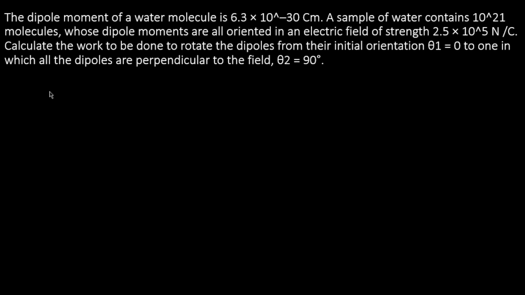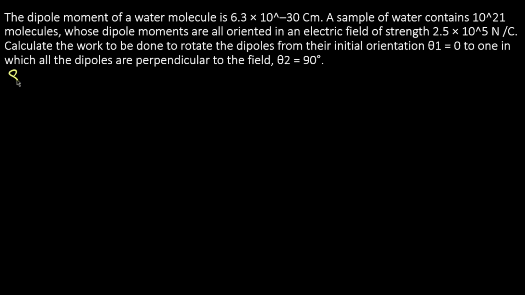The dipole moment of a water molecule is 6.3 into 10 raised to minus 30 coulomb meter. A sample of water contains 10 raised to 21 molecules whose dipole moments are all oriented in an electric field of strength 2.5 into 10 raised to 5 Newton per coulomb. We need to calculate the work to be done to rotate the dipole from the initial orientation theta 1, that is at 0 degree, to theta 2, which is at 90 degree.